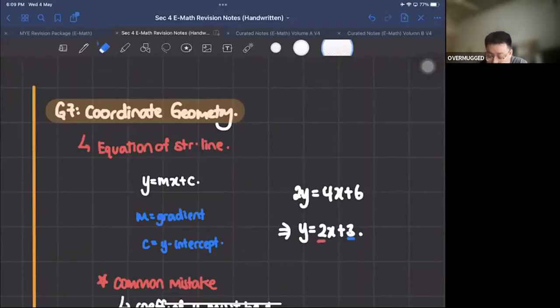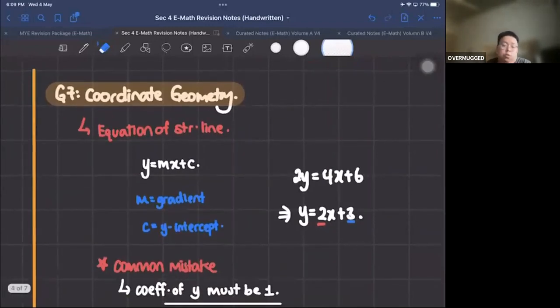First one, equation of a straight line. So y equals mx plus c. You need to remember that the coefficient of y must be 1. If it's not the case, please remember to divide. So I'll give you an example here. 2y equals 4x plus 6. Divide down, so you get y equals 2x plus 3. Your m is your gradient and your c is your y-intercept.